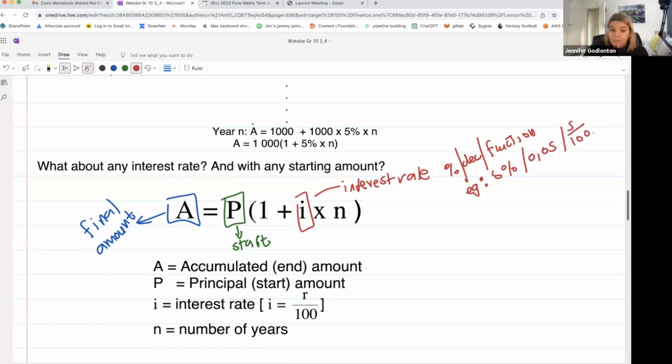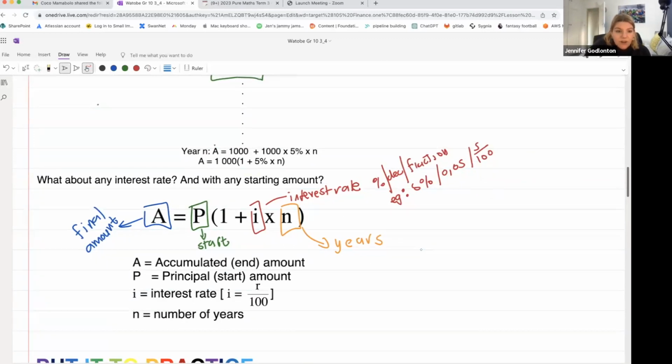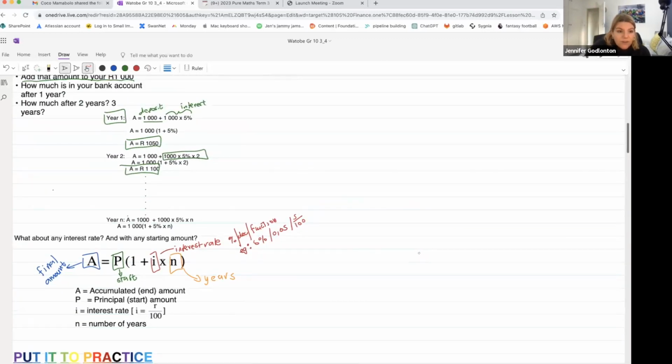Okay. And then N, at the moment, we're going to think of it as number of years. When we get to grade 11, we're going to think of it as time frames. But for now, we're going to think of it as years. Nice. Okay. I'm going to just zoom out so you can take a screenshot of the whole thing of simple interest.